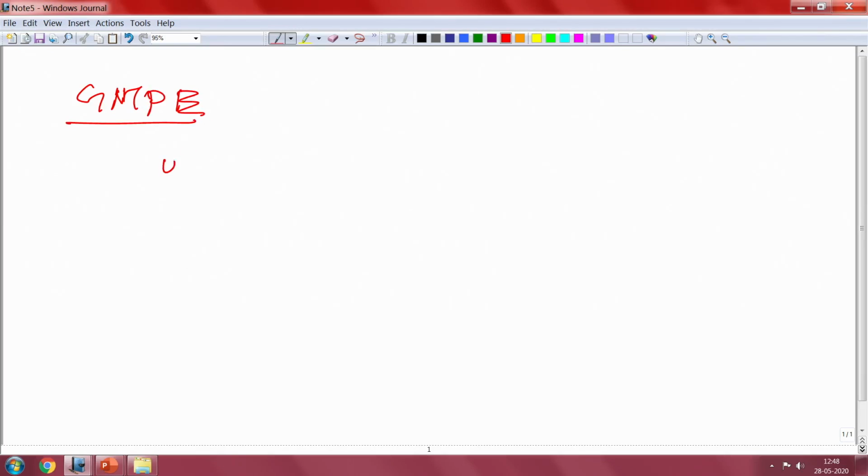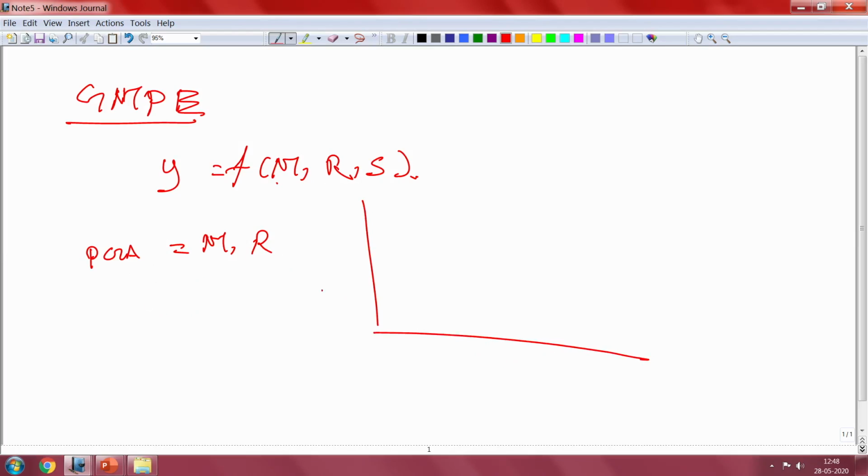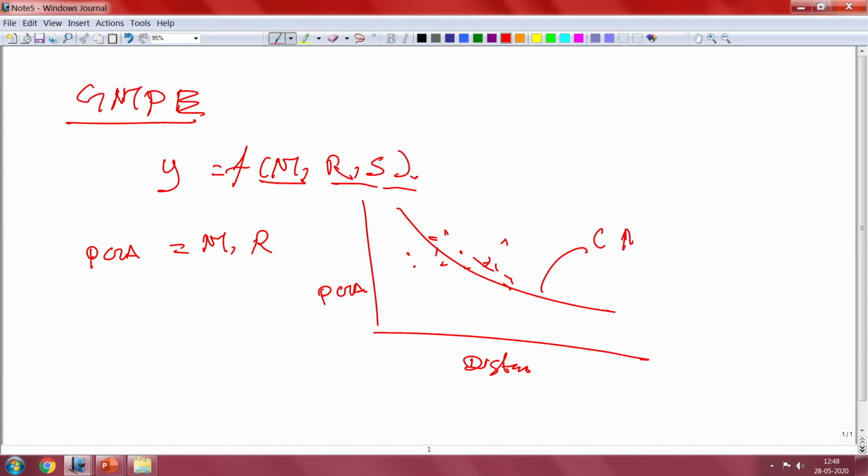So this GMPE basically gives y, which will be a function of M, R and site S. Here M is the magnitude and R is the distance. As we said, we get a PGA from a particular earthquake record, which is known for the given M and R. Similarly you get several PGAs, then you plot PGA versus distance for the given magnitude. Then you can do a multiple regression analysis as a function of M, R and site condition. That equation is called a GMPE, or ground motion prediction equation.